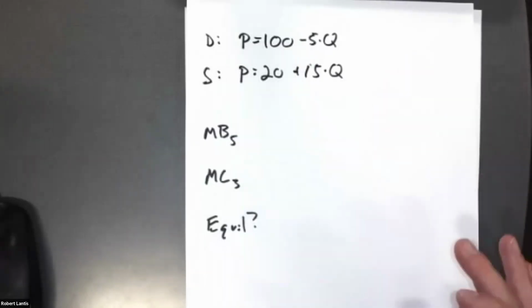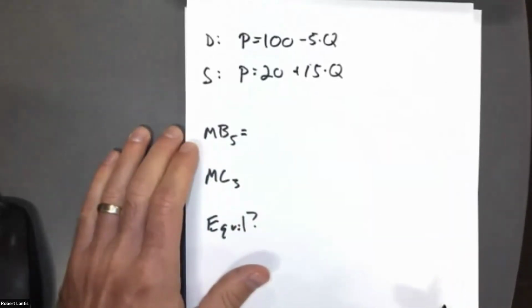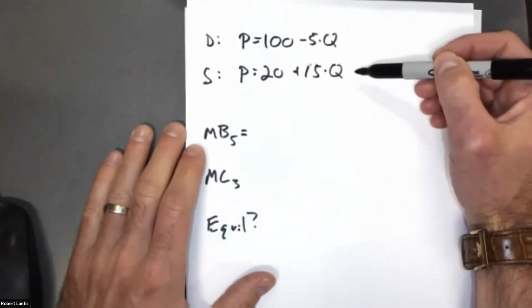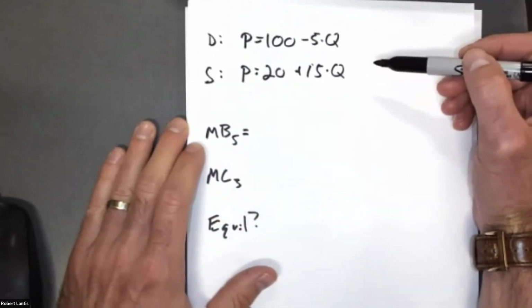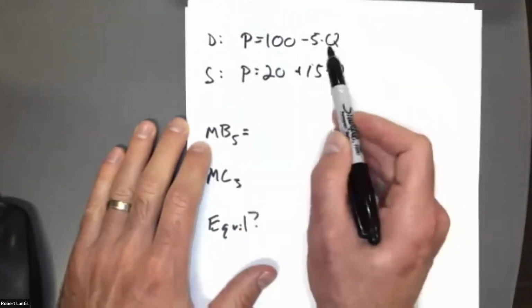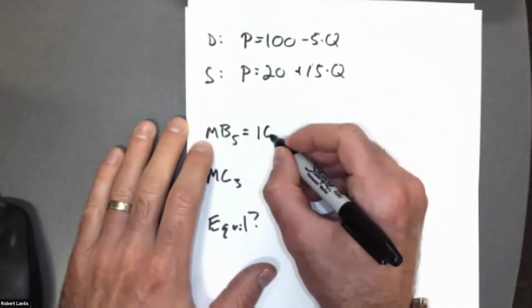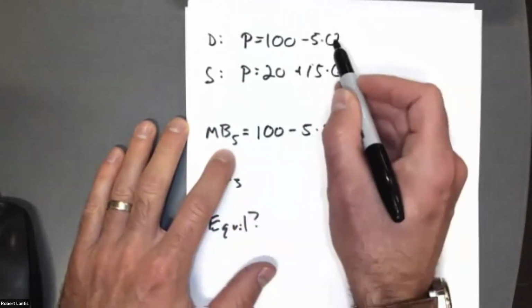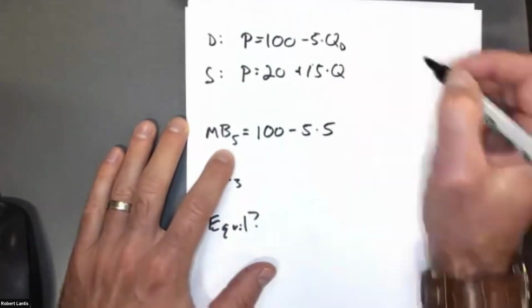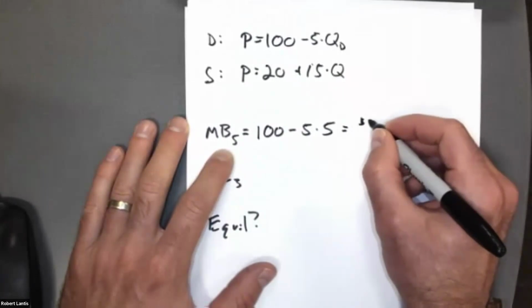So I've got this information here. If I want to find the marginal benefit of the fifth unit, which of these would represent marginal benefits? We said demand represents the marginal benefit of the consumers for different quantities. So if I want to know the consumer's marginal benefit of the fifth unit, all I would do is plug that 5 into the quantity demanded. Right? So here I'd end up with what?